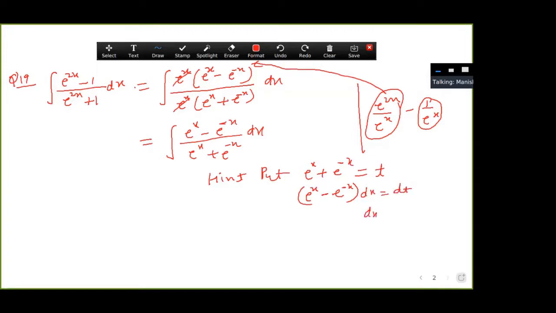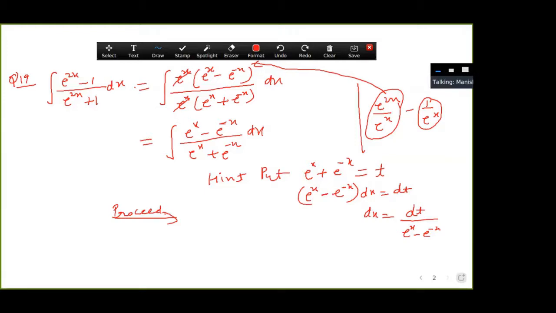Now you can see dx is equal to dt upon e to the power x minus e to the power minus x. Now you can do the question. Proceed with this question further and integrate, because it can now be converted into the standard form.